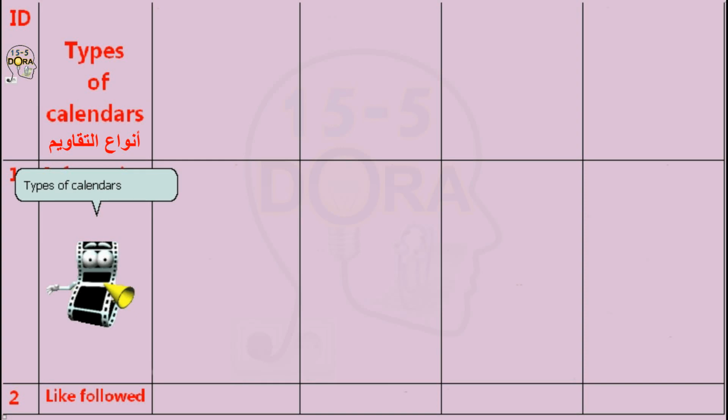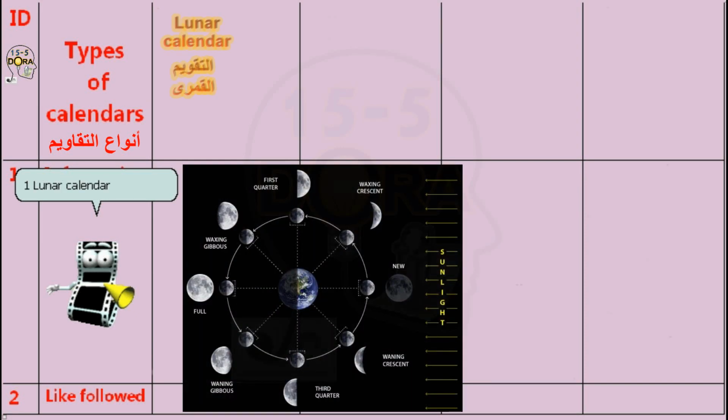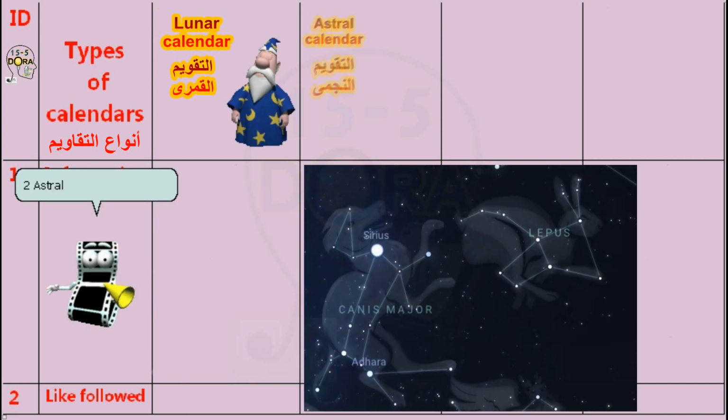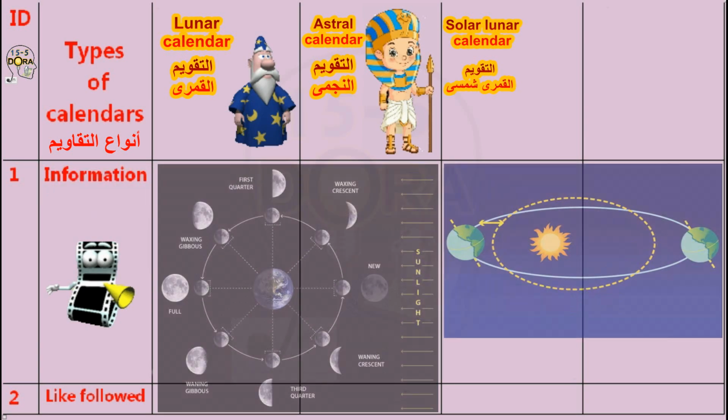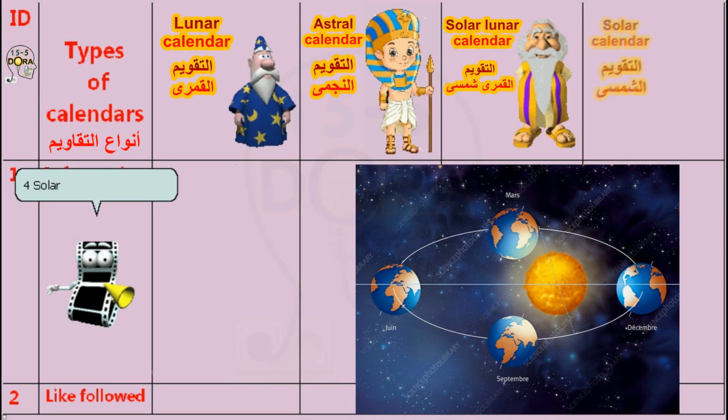Types of calendars. 1. Lunar calendar. 2. Astral calendar. 3. Solar lunar calendar. 4. Solar calendar.